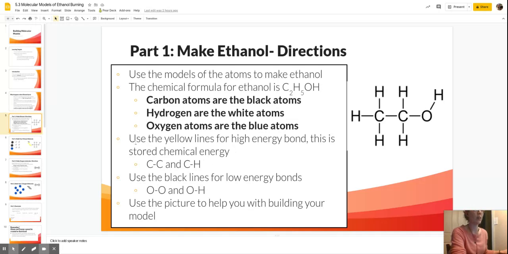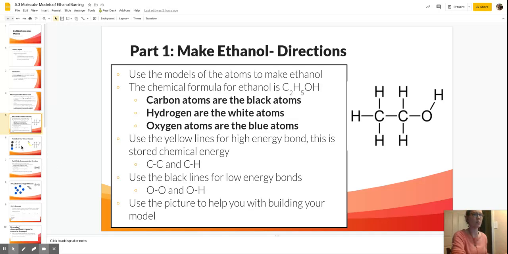The other directions for you guys are that you're going to use the yellow lines for the high energy bonds. This is stored chemical energy. Anytime we're putting together a carbon and a carbon, we're going to use a yellow line to represent that it's a high energy bond. You will also see that you have black lines for bonding. Those are for when you have oxygen and oxygen, or oxygen and hydrogen bonded together. Those still have some stored chemical energy, but it's not as much as these carbon-carbon and carbon-hydrogen bonds. That's why we use the black lines to represent those. We're going to use that picture to help.